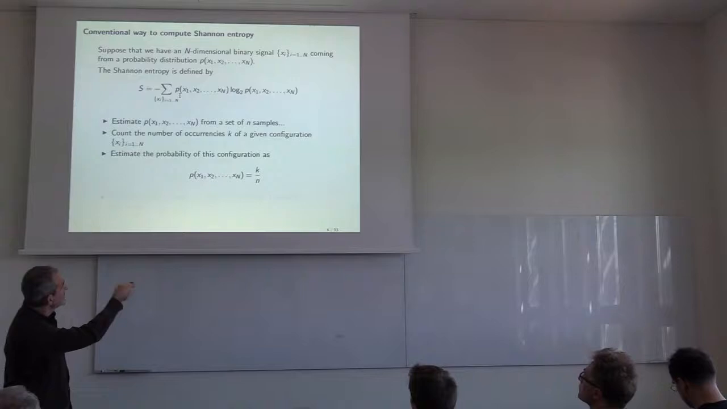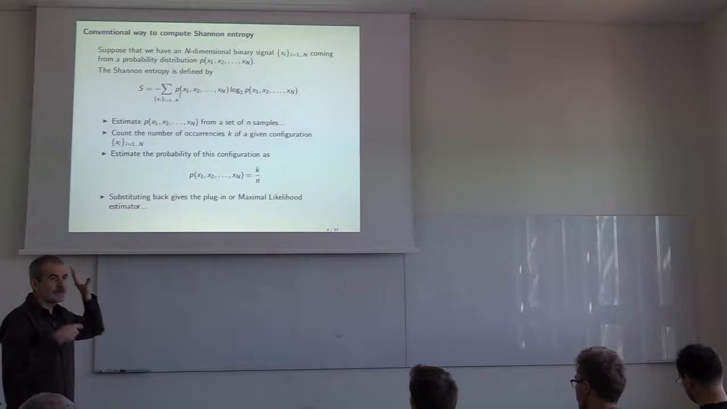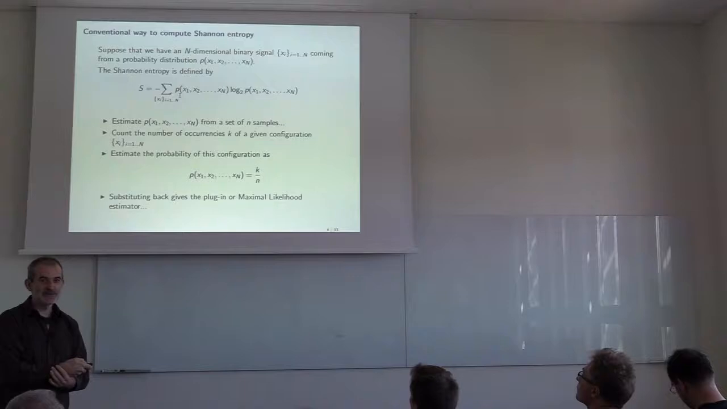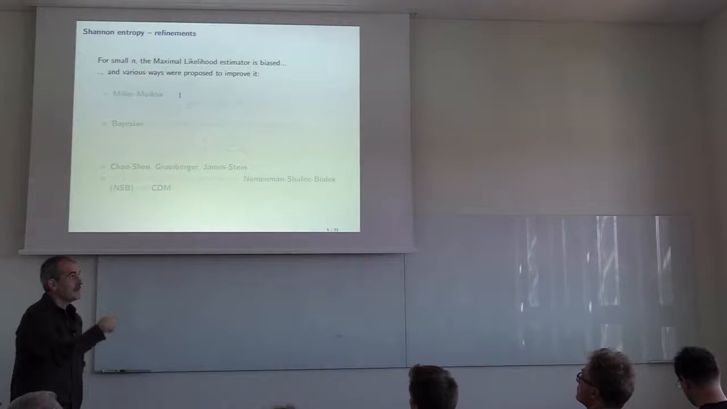And now if we plug this back into this formula, this gives something which is called a plug-in or maximum likelihood estimate of the entropy. Now, this is what I knew before I started looking at this problem. Then it turned out that in fact this is a biased estimate, and there are lots of modified versions which somehow aim to correct it, because this estimator underestimates the value of the entropy.